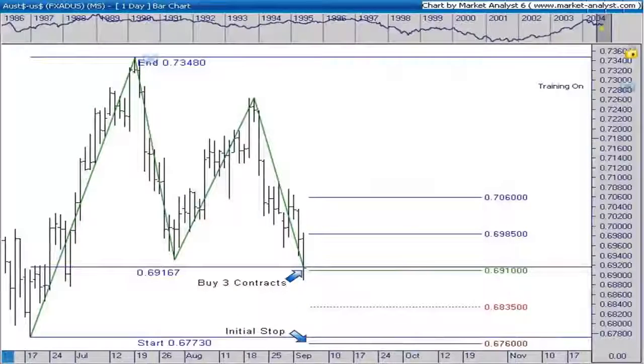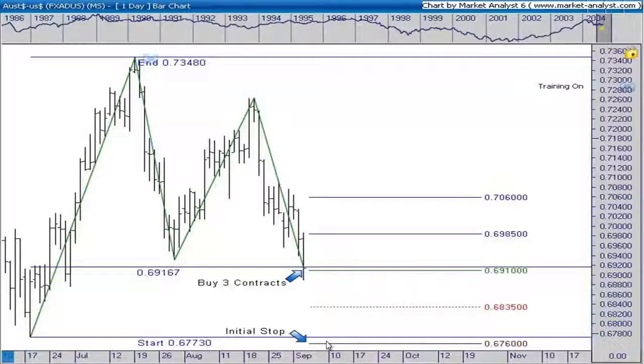So here's a daily chart of the Australian dollar. We have the completion of a Gartley pattern here at 69.10. We put our initial stop down here at 67.60. So once we've established those two levels, the entry point and our protective stop level, then you can set your targets. The difference between your entry point and your stop, we'll call that your initial risk.